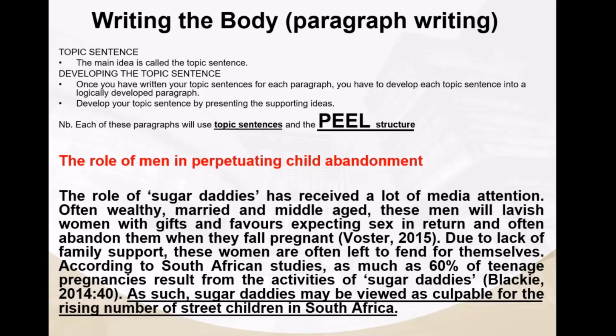addresses the topic. As such, sugar daddies, I'm reading the underlined part at the bottom. As such, sugar daddies may be viewed as culpable for the rising number of street children in South Africa. In other words, they are the ones who are perpetuating child abandonment, and it addresses that topic, the last sentence, the link, because it links with the topic.